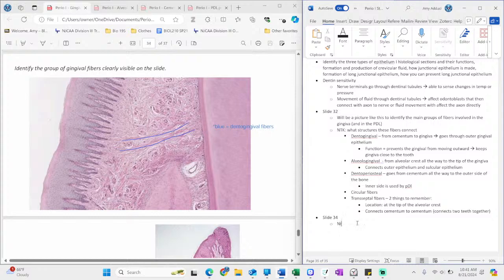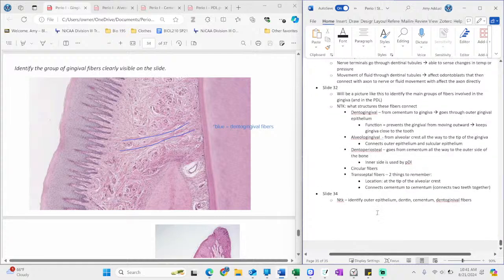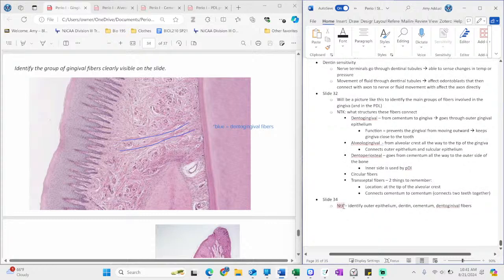If we follow this here, it's not so easy. This is a periodontal group of fibers, right? But if we follow some, we can see some coming to this side. But it's very difficult. I didn't use a picture like this. But you have to be able to identify those fibers and those tissues, okay?